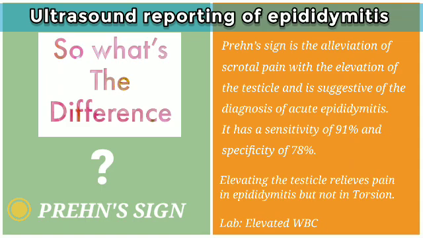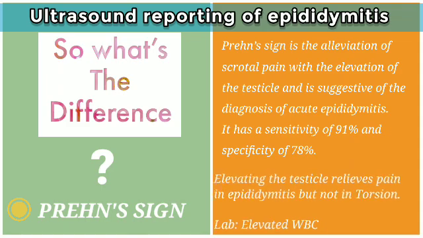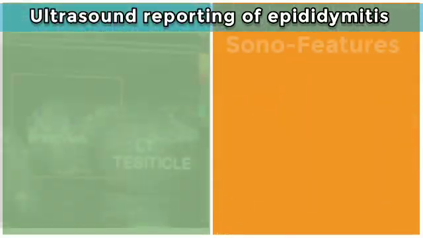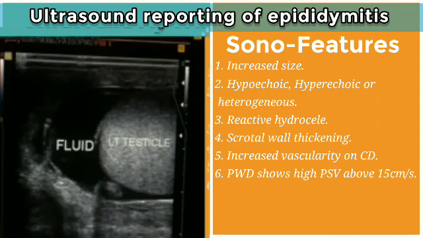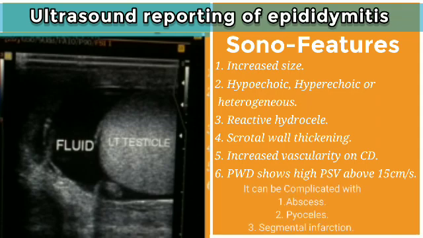We are going to look at the sonographic features of epididymitis. Epididymitis, being the most common cause of scrotal pain, has the following sonographic features. It is usually enlarged in size with hypoechoic, hyperechoic, or heterogeneous echo texture. There will be presence of reactive hydroceles. The scrotal walls will be very thickened, and on color Doppler interrogation, there will be increase in the vascularity of the inflamed epididymis when compared to the contralateral one.